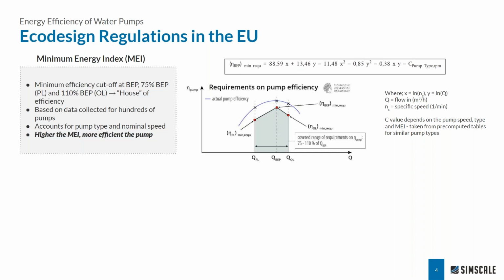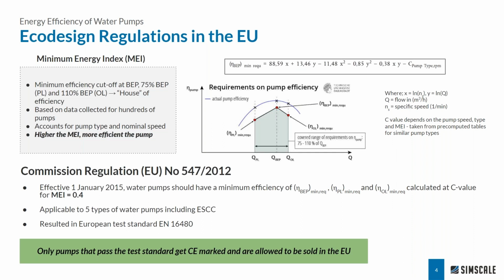This is in line with the regulation which was passed in 2012, which mandates that post 2015, all water pumps must have a minimum efficiency at these three duty points of at least 0.4. But in reality, most manufacturers try to aim for a minimum energy index of at least 0.7. And this resulted in a test standard 16480. What it means is that pumps that satisfy this test get CE marked, and only those pumps are allowed to be sold in the EU.